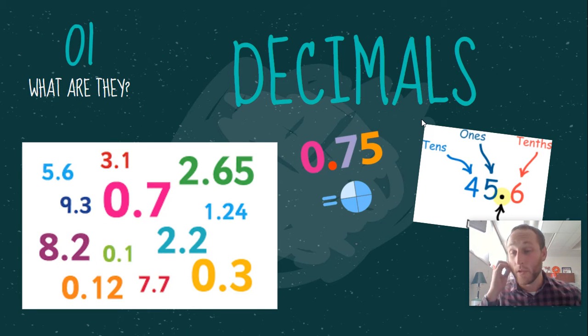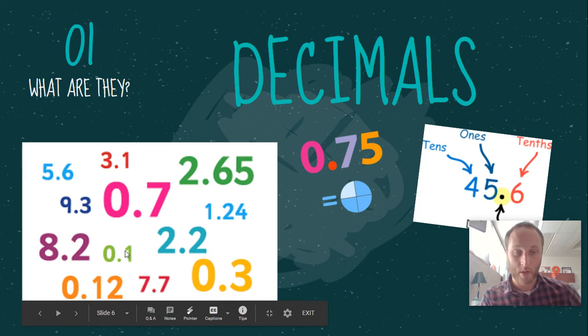Decimals, all right? Decimals use decimal points. Decimals are all about place value. So if I was looking at this number right here, 45.6, I know that 6 is in the 10th spot, 5 is in the 1 spot, and 4 is in the 10 spot. And that can help you figure out what part you are working with. Here are some examples of decimals: 8.2, 0.1.